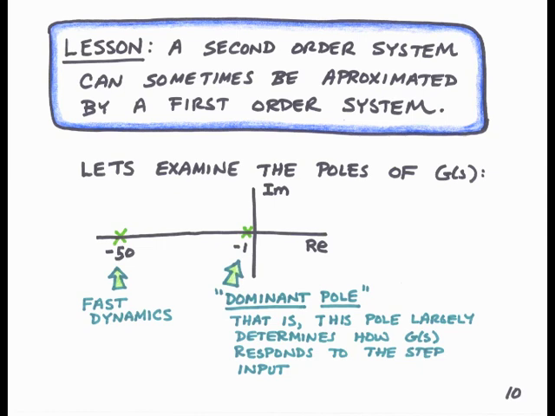Let's look again at the poles of the system G(s). We had one pole at -50, and it had a time constant of 1/50th of a second. And we had another pole at -1, and it had a time constant of 1 second. The pole that's far to the left at -50 corresponds to the fast dynamics of the system, fast because its time constant is small, while the pole at -1 corresponds to the slow dynamics of the system. This pole at -1 is the one that dictates how the system responds to a unit step, so it's referred to as the dominant pole. It largely determines the step response of the system.